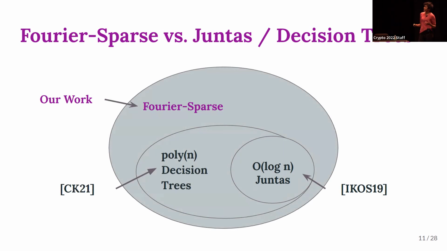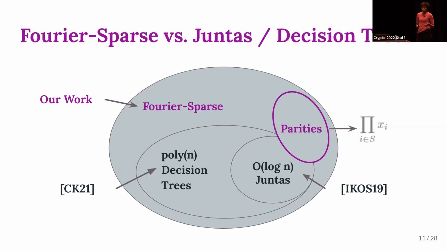And to illustrate the difference, like what types of functions we're able to learn that previous works have not been able to learn, we'll look at an example, which is the class of parities. Parities in this case are a multiplication of any subset of bits from the inputs. As you might guess, it has an overlap with O(log n) juntas in the particular case when the subset is of size O(log n).